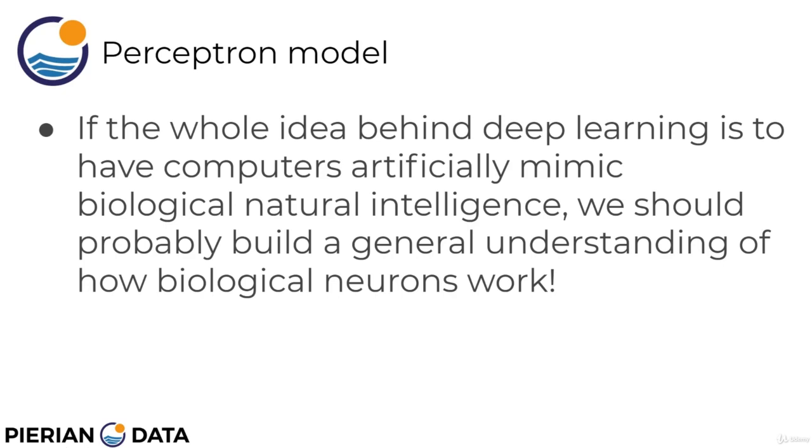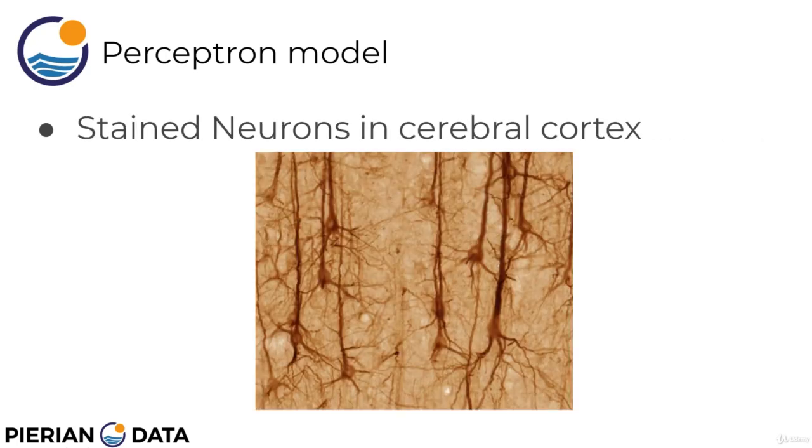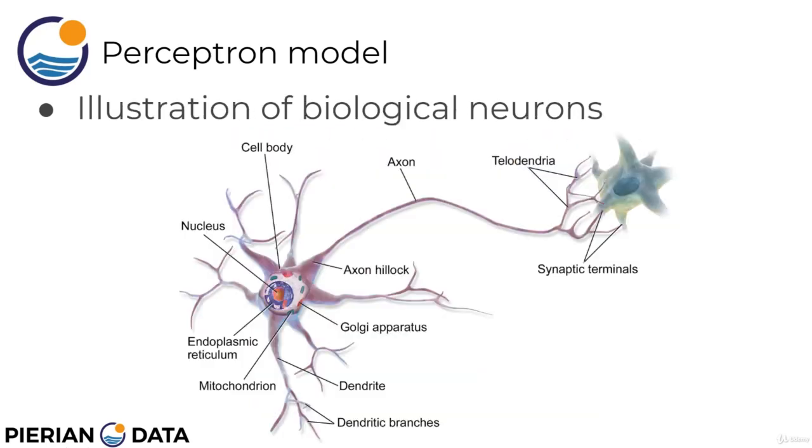it's probably a good idea that we should build a general understanding of how biological neurons work. Here we can see some real stained neurons in a cerebral cortex. Basically what we're going to attempt to do is check out the way these biological neurons work and see if we can develop a simplified abstraction off these real neurons.